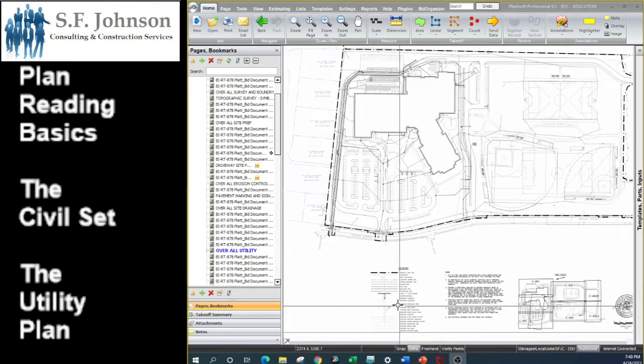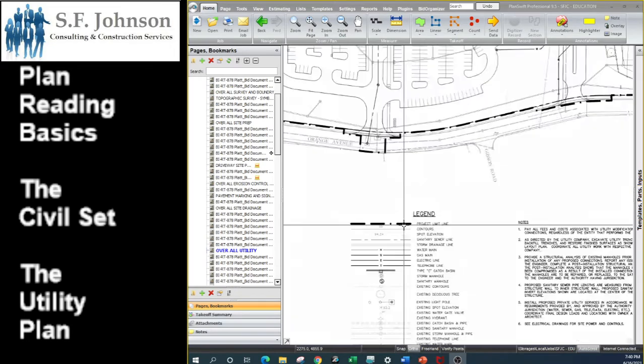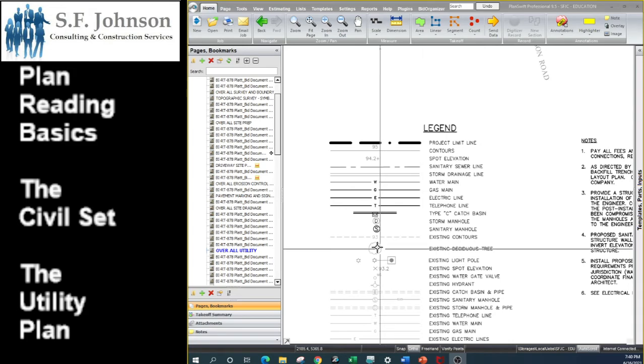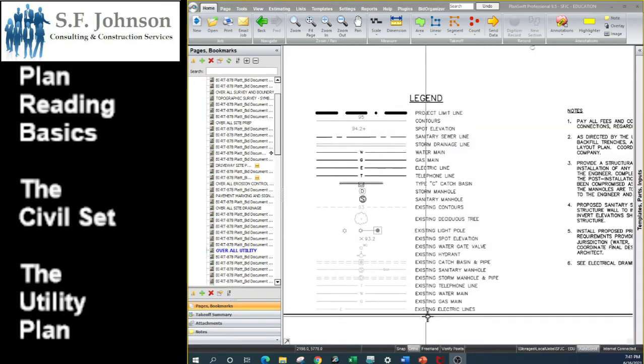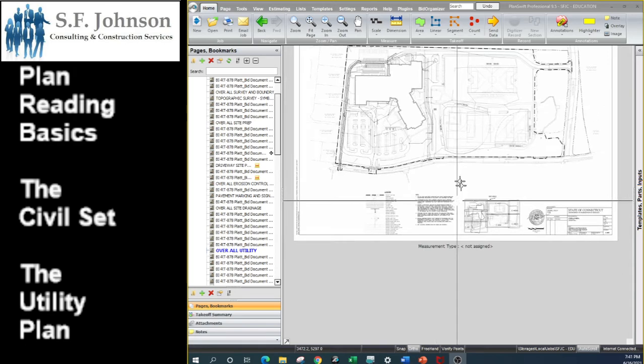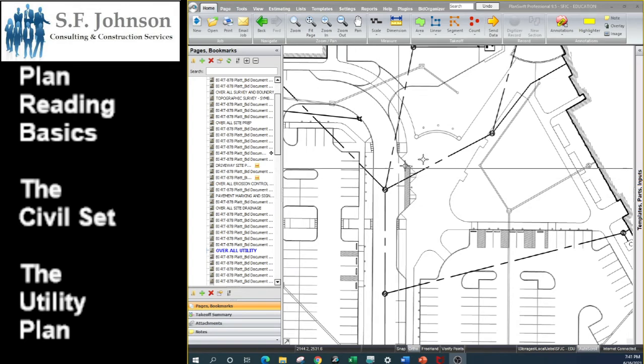Okay, and so you always want to take a look at all the symbols, how they're representing the symbols. Storm drains, sanitary sewer, main gas, electric line, telephone line, catch basin, storm manhole, sanitary manhole, existing contours. All the existing information is going to be gray, as in any set of construction documents, and all of the new construction is going to be in black. Project limit line, so you want to take a look at everything. This is the full project in full, and then it gives you the basics, right? But this isn't enough to complete your takeoff.